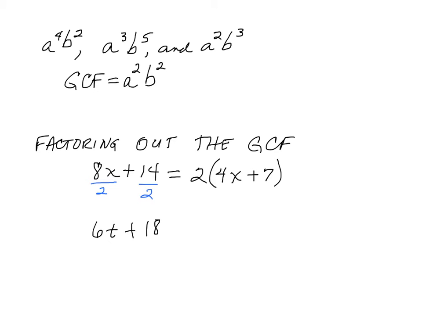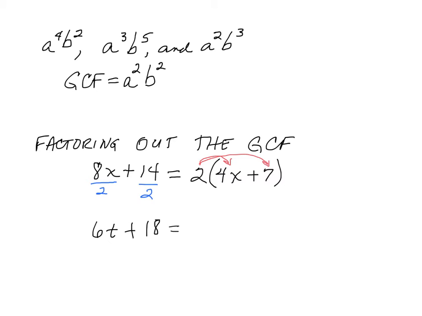I'm going to leave those divide by 2 there so you can refer to it, but we're not going to do it anymore. Now, how do you know you have it right? Well, you know that if you distribute the 2, 2 times 4x is 8x, and 2 times 7 is 14. So you're right back where you started from. What we're doing now is the opposite of distributing. We're undistributing, if you will.